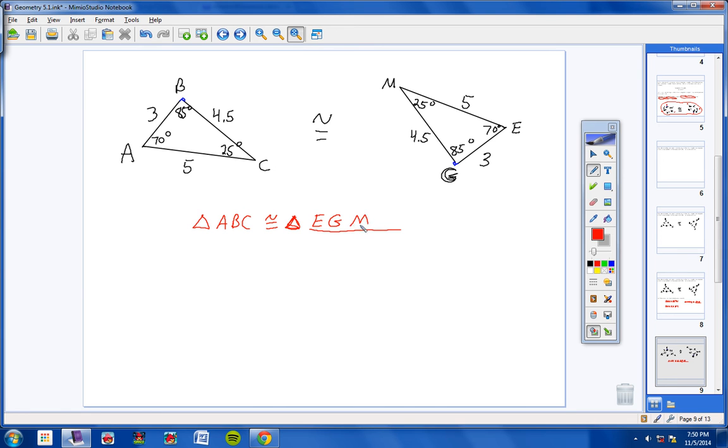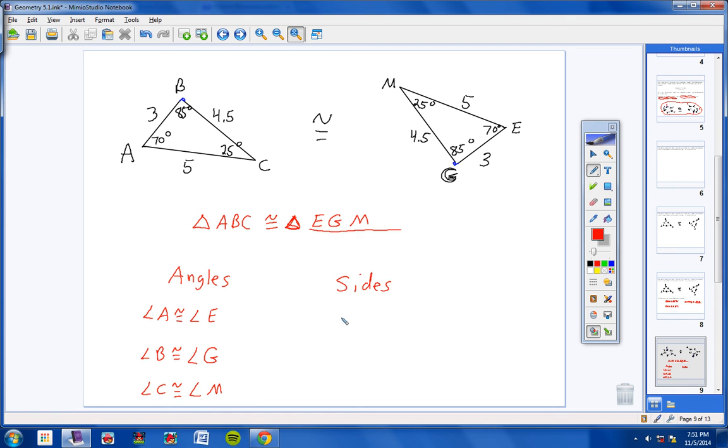Now let's take this a step further, guys. I would like you to list out the congruent angles, please, and the congruent sides. Can you all do that? Let me show you what I mean, okay? Here we go. Angle A is congruent to angle E, right? They're both 70 degrees. Angle B is congruent to angle G. They're both 85 degrees. Angle C is congruent to angle M. They're both 25 degrees.